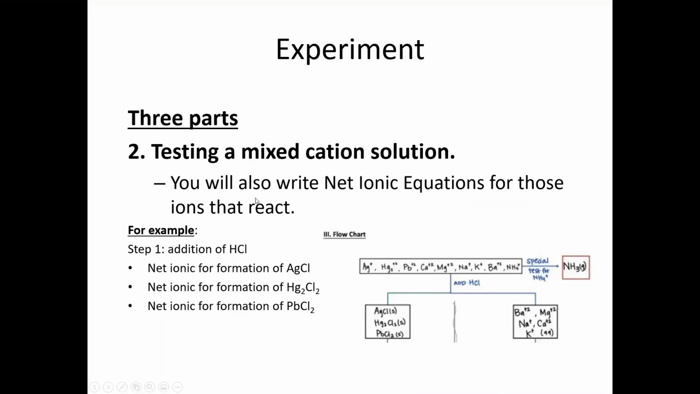You will need to write all the NIEs for each reaction. For example, for the first one, when you add HCl to the mixture, you're going to have three types of precipitate: silver chloride, mercury chloride, and lead chloride. Then you need to write the net ionic equation for these three reactions. That's just the same as before.